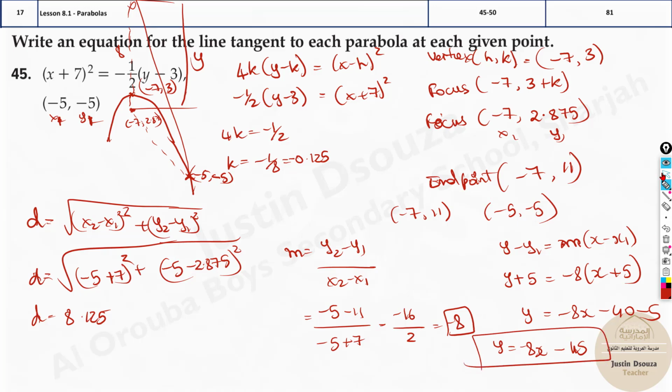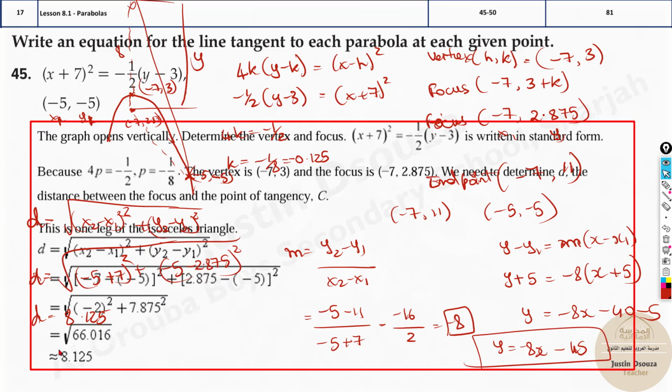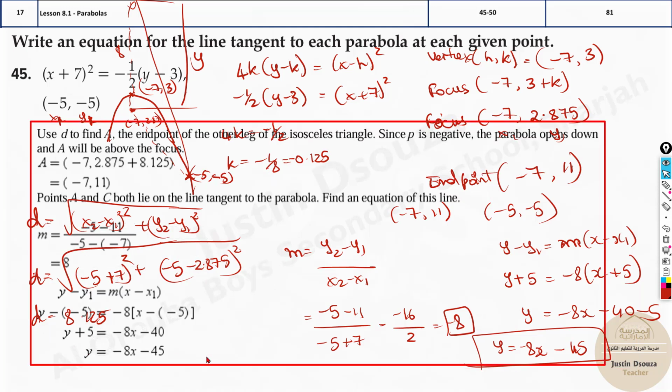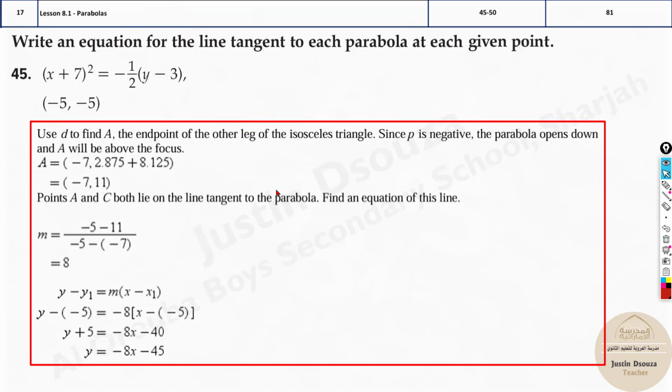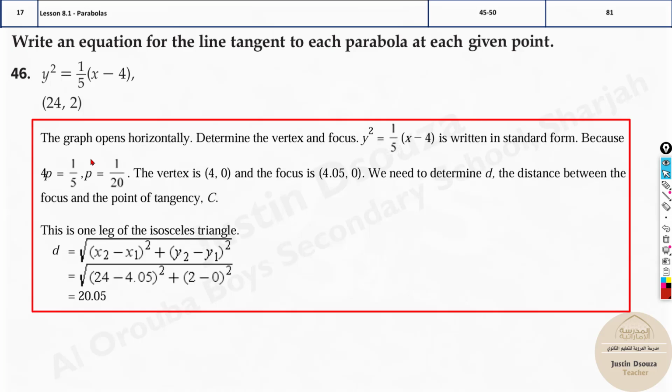Let's check the answer. So yes, the distance we got is the same. That is the correct answer, minus 8x minus 45. So this is how we solve it. And over here in these problems, you can see the steps are given. First, you need to write the standard form. Find the vertex, find the foci, find the p-value. 4p is equal to, what is the coefficient? 1 by 5th.